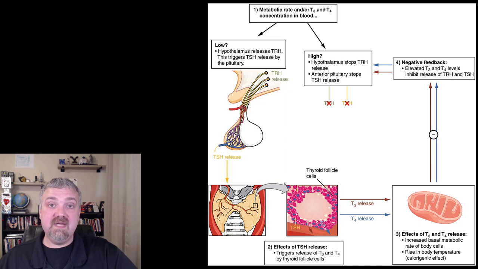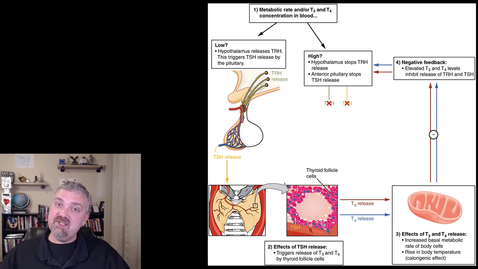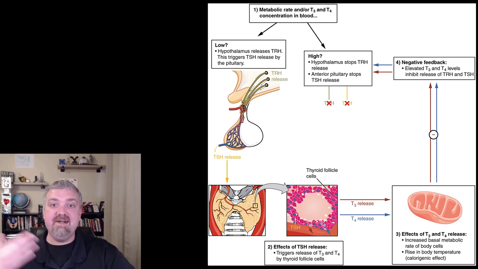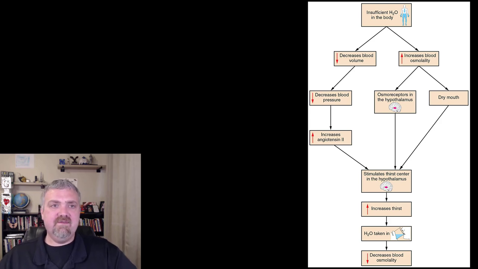Now, of course, there are times it doesn't work, which is why millions of Americans have to be on thyroid hormone replacement. If your body can no longer do this, you now have something wrong with you, and that's when you go to the doctor and get diagnosed and hopefully get treated. Same thing with water. If you don't have enough water in your body, you're going to be thirsty and your body's going to conserve water. If you have too much water, your body's going to find ways to get rid of it. These are all the different ways that your body utilizes negative feedback.